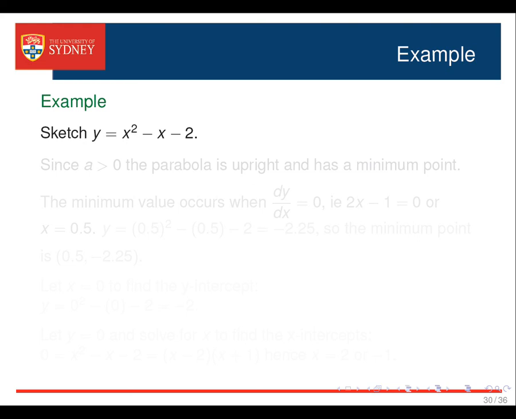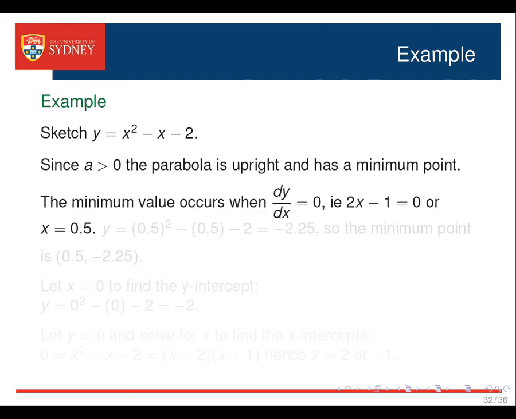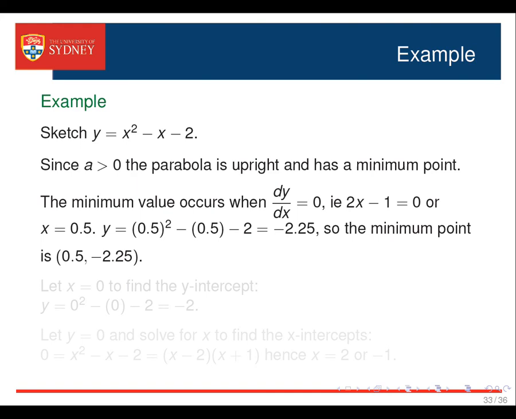Let's consider sketching y equals x squared minus x minus 2. Since the coefficient of x squared is positive, the parabola will be upright and there will be a minimum turning point. The minimum value occurs when the derivative is equal to 0. That is, when x equals 0.5. Now, substituting x equals 0.5 into the original function, we find that the corresponding y value is minus 2.25. So the minimum point is (0.5, minus 2.25).